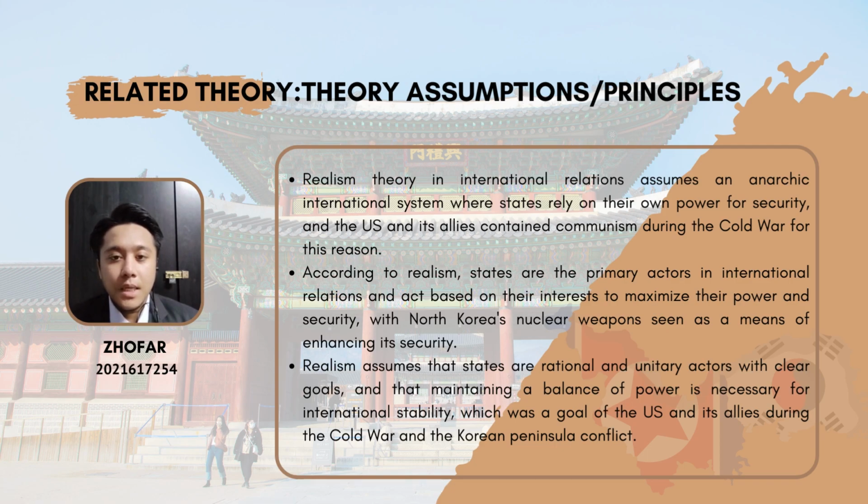Finally, maintaining a balance of power is essential for international stability according to realism. To prevent any one state from becoming too dominant in the international system, states strive to maintain a balance of power. For example, the US and its allies worked to maintain a balance of power between the Soviet Union and the US during the Cold War and in the conflict on the Korean Peninsula, to prevent communism from getting too much power.